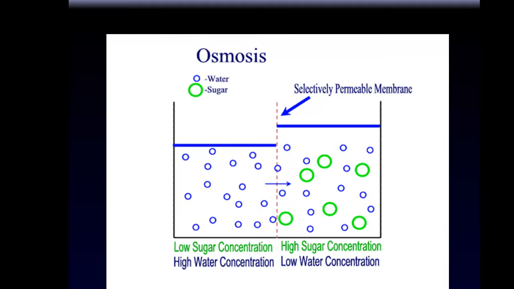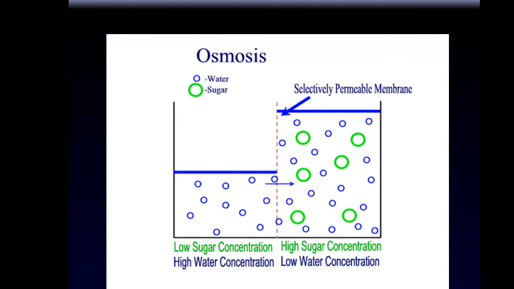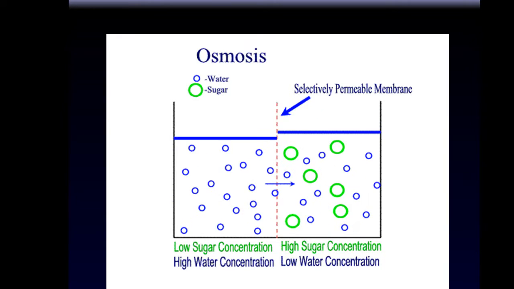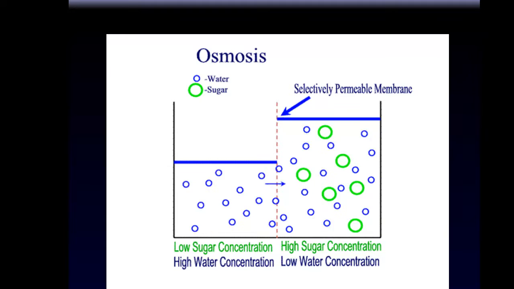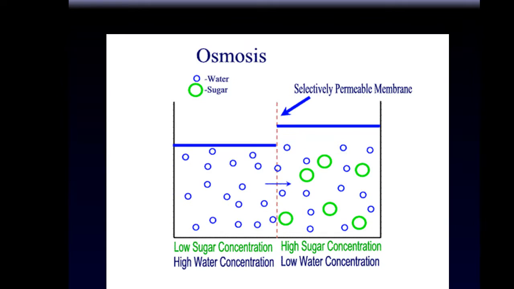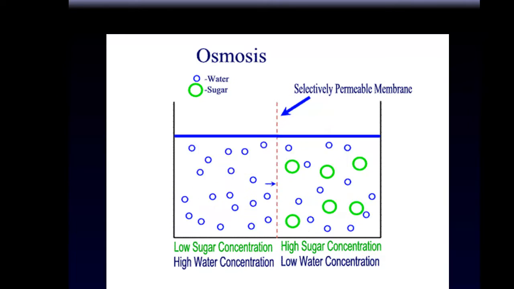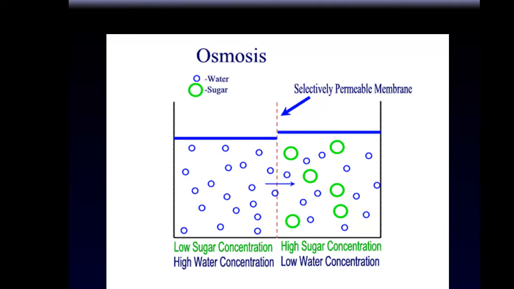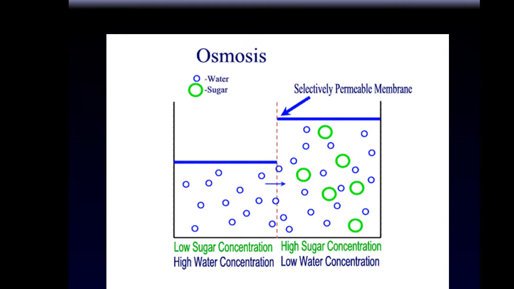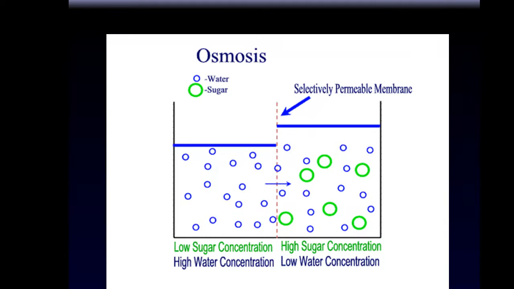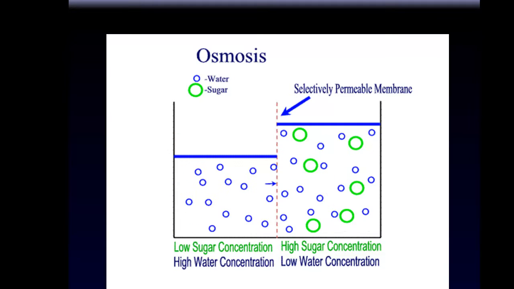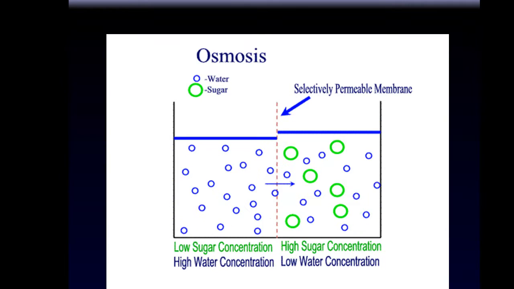Now look what happens. The same scenario. Okay? Now this is a selectively permeable membrane. It's not allowing the sugar to go this way. Then the water will go over here until the concentration of water is equal on both sides. You follow? So low sugar concentration, high water, and high sugar concentration until the water concentration is equal on both sides. Okay.